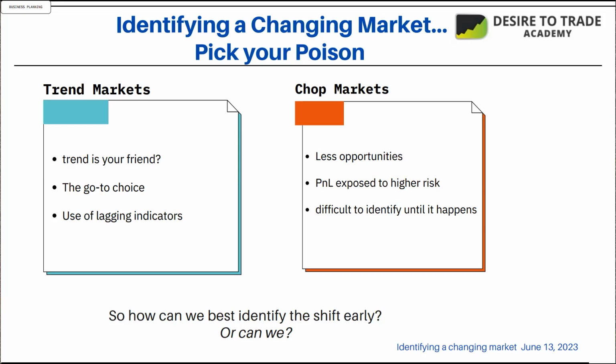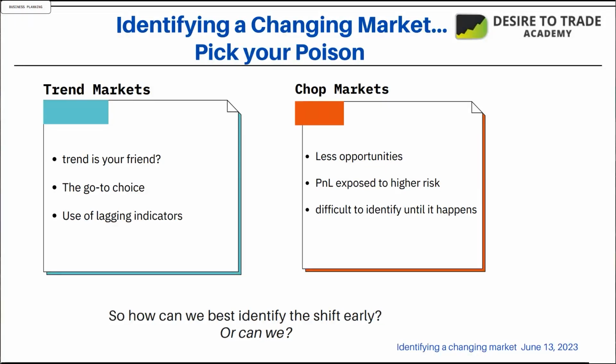Now, in choppy markets, there's at least a perception of fewer opportunities. I personally would disagree. But the perception is that if it's not trending, then I'm going to hold back and wait for a trend to start, and then I'll get in. Again, I'm speaking generally. The P&L, allegedly, is exposed to higher risk. Well, why is that? Well, it's perception. I don't think so at all.